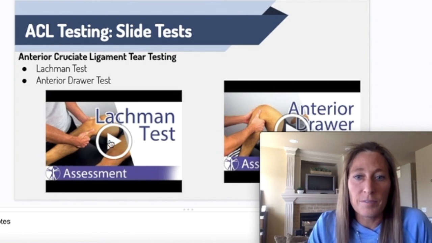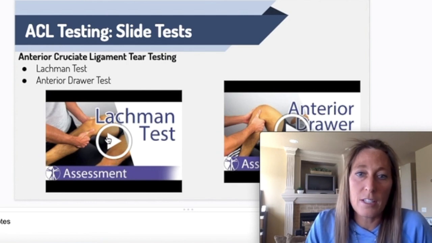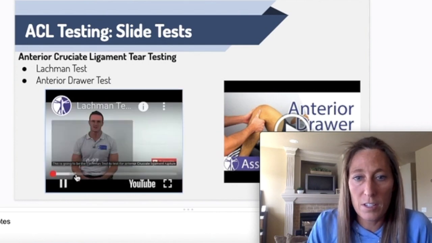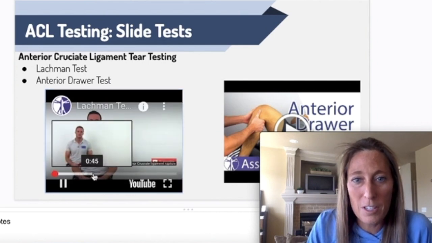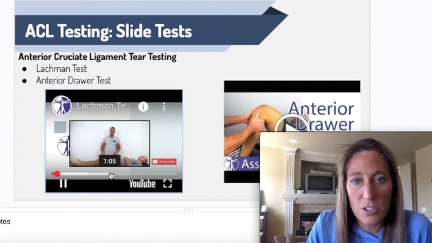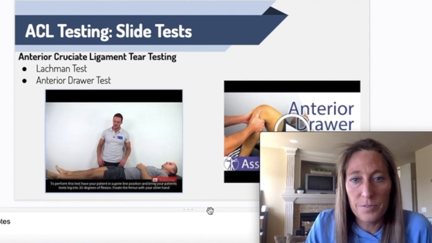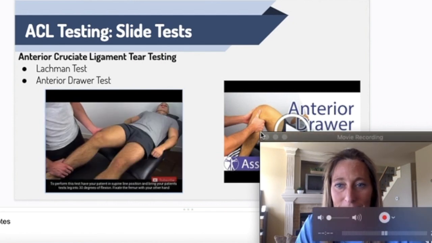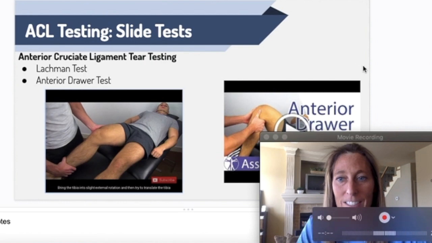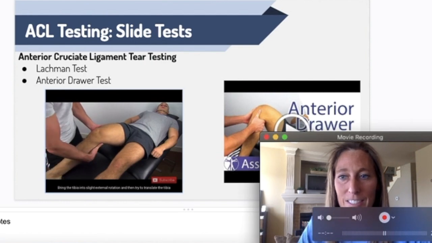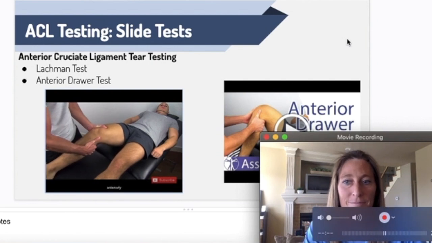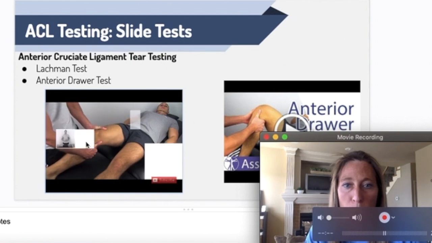ACL testing. First, we're going to look at the Lachman test. The Lachman test is a slide test. This is going to be the Lachman test to test for anterior cruciate ligament rupture. So when he's actually doing a test, in a supine-like position, bring your patient's test leg into 30 degrees of flexion. Fixate the femur with your outer hand, bring the tibia into slight external rotation, and then try to translate the tibia anteriorly. So he's trying to pull the tibia forward.